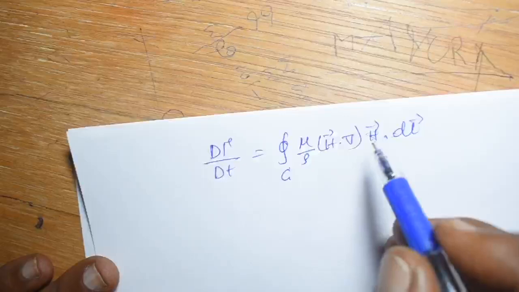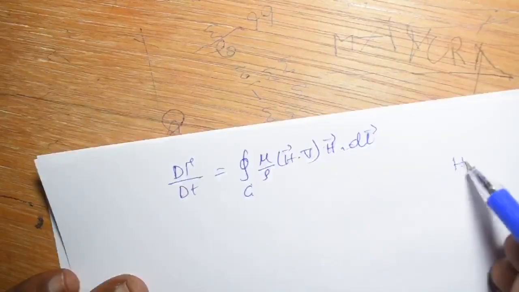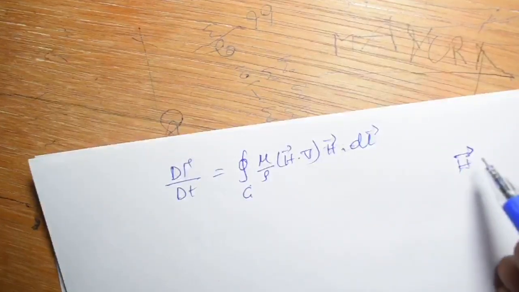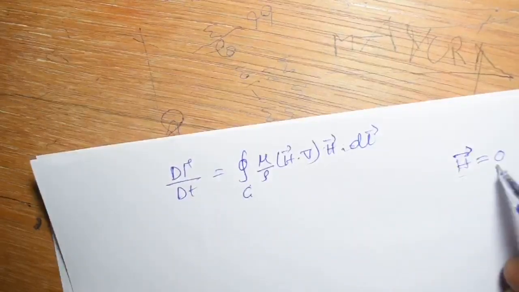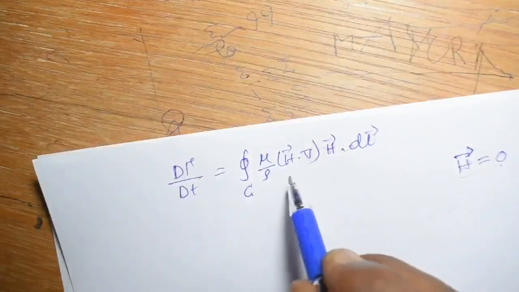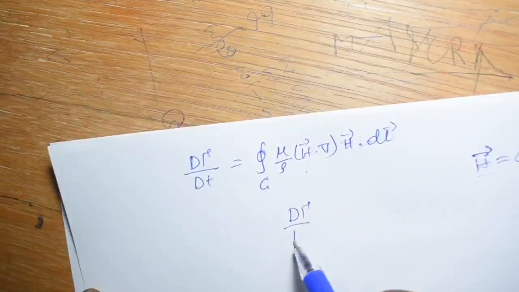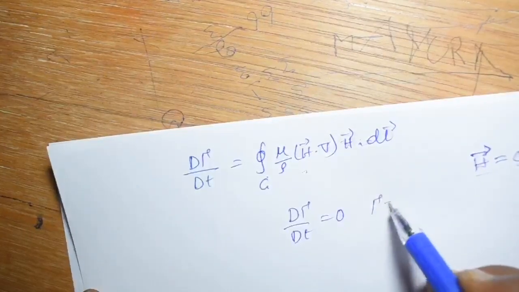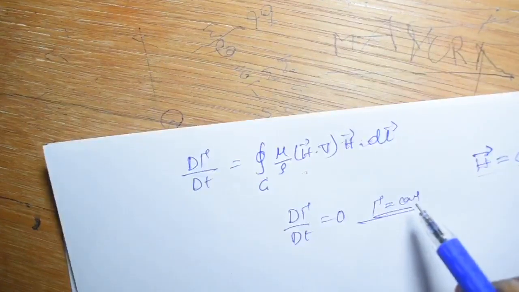Now look here, in fluid mechanics you can't find a magnetic field, meaning there is an absence of magnetic field. Absence of magnetic field means H must be equal to 0. H equal to 0 means this integral gives d gamma by dt is equal to 0. That's why gamma is equal to constant. It proves the Kelvin circulation theorem in fluid mechanics.